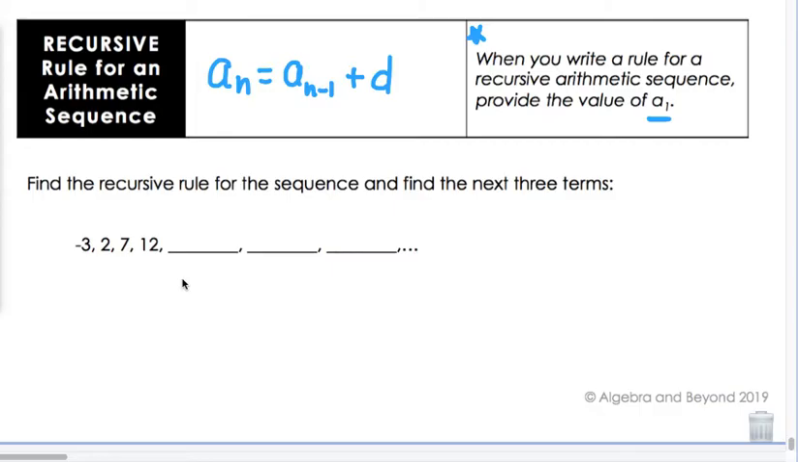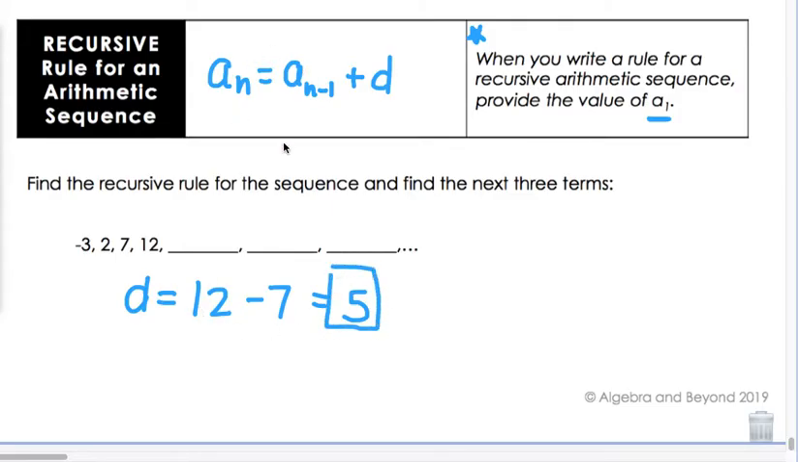So let's find the recursive rule for the sequence and find the next three terms. We have negative 3, 2, 7, and 12. I want to find my common difference. So I'm going to take any number and its previous. Let's just do 12 and 7. 12 minus 7 will give me 5. So I know that my common difference is 5.